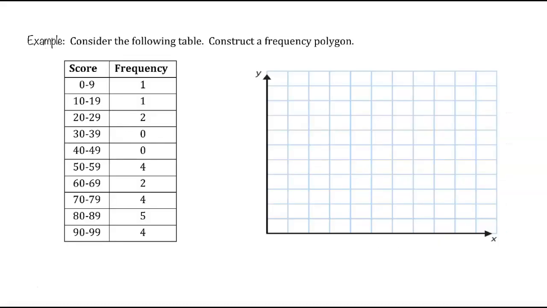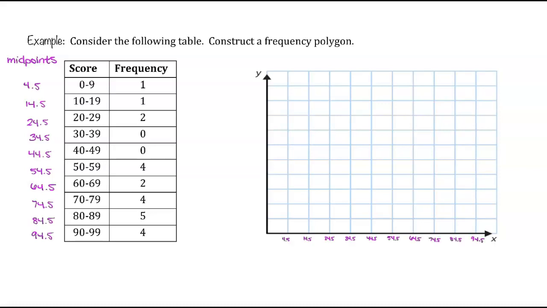Given this frequency distribution, we're going to construct a frequency polygon. We first need the class midpoints. And we will label these class midpoints on the horizontal axis. Now let's label the vertical axis. Since our frequencies simply go from 0 to 5, let's let each one of these lines represent one unit. Now we're ready to plot points for each class.